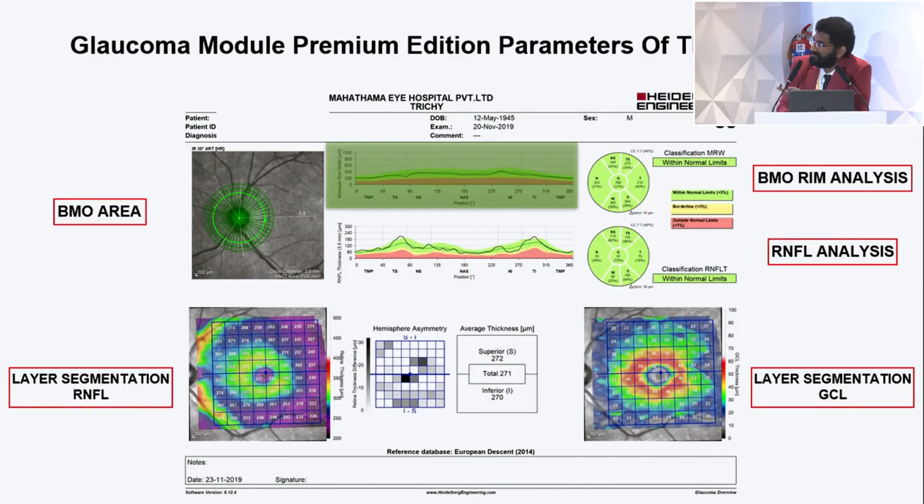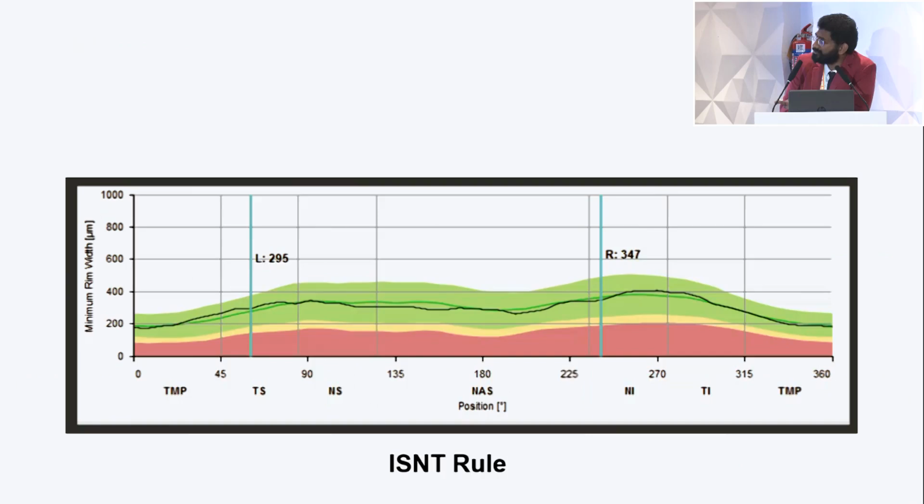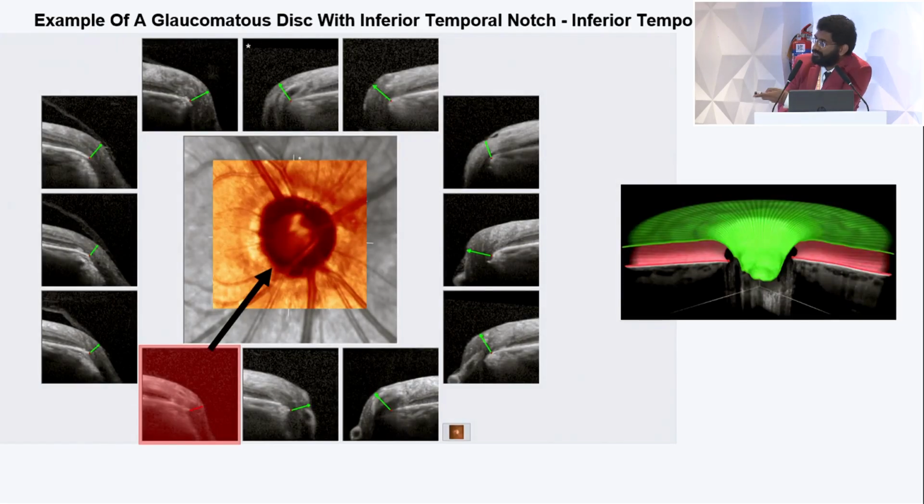And then these are some examples of the glaucoma module premium edition, where an inferior temporal notch, see here in this region, my dear friends, there is a BMO MRW constriction.